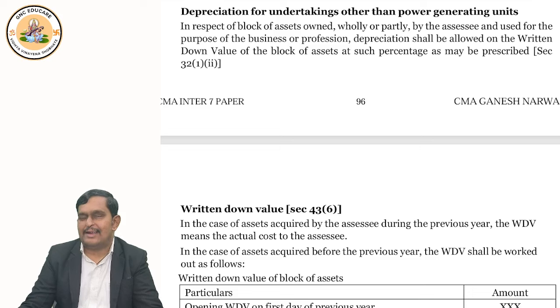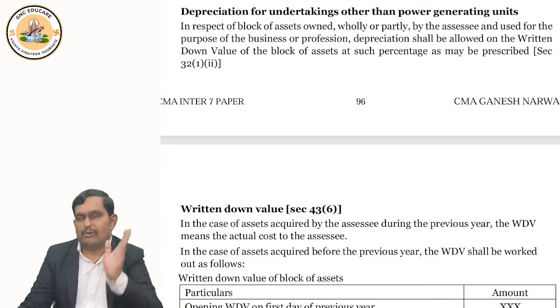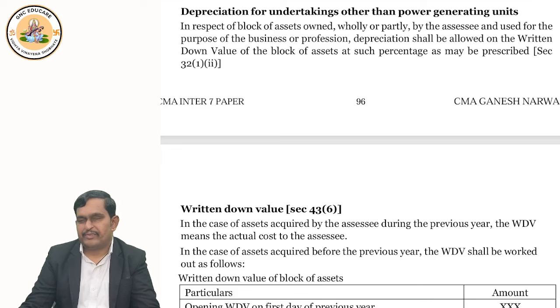Then we'll do additions. So most of the times it is purchase. So we'll add additions, that is purchases. And from that we'll deduct sales. Right? Any type of sale, any way, if the asset is going out, that will be deducted here. And finally, we get the closing WDV. From that closing WDV, we'll deduct depreciation so that we can get WDV for the next year.